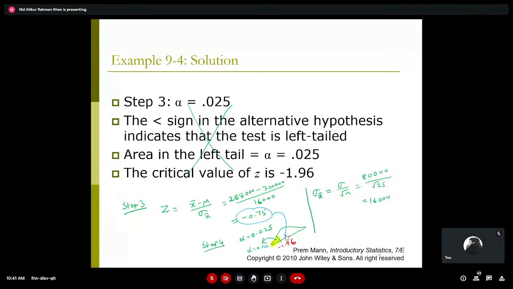So should we reject or accept? Accept the null hypothesis. We talk about the same thing, but in statistics we prefer to say either reject or do not reject. So do not reject is the statistical term.